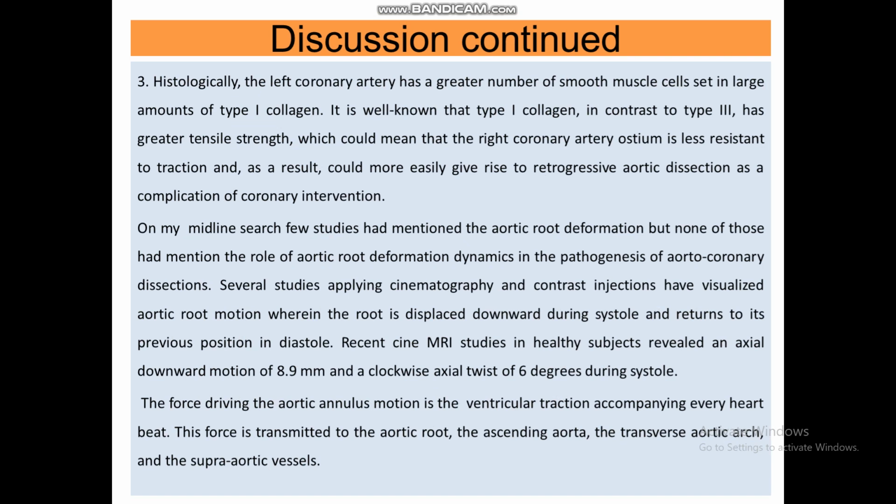And the third one is that histologically, the left coronary artery has a greater number of smooth muscle cells set in a large amount of type 1 collagen, and it is well known that type 1 collagen, in contrast to type 3, has greater tensile strength, which could mean that the right coronary artery ostium is less resistant to traction and as a result could more easily give rise to a retrograde aortic dissection in a coronary intervention. But this is not really enough, and I started to study the deformation.